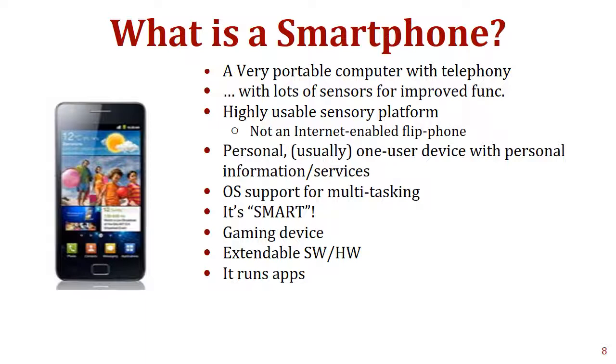Smartphones also have operating system support for multitasking because it allows you to use different apps at the same time or some apps in the background doing some analysis for your work. Okay? And most importantly, it's smart. It can help you. It's like your personal assistant to help you to do many things. And also it's a gaming device. You can enjoy lots of mobile games on it. Smartphone also has expandable software, hardware, mostly software, because for Android you can basically try to flash your phone in many different ways.